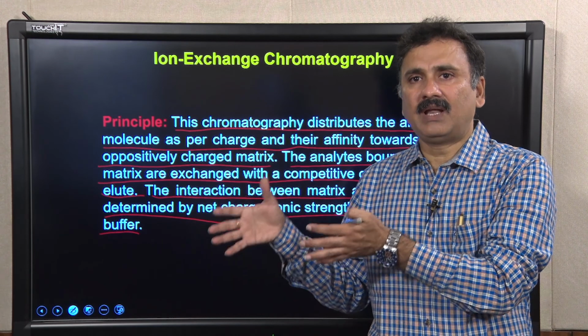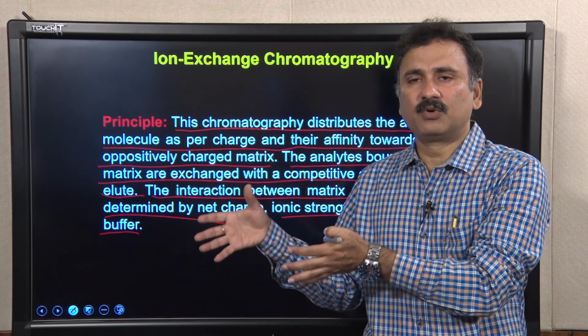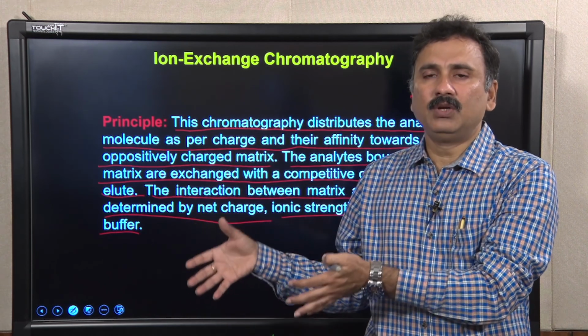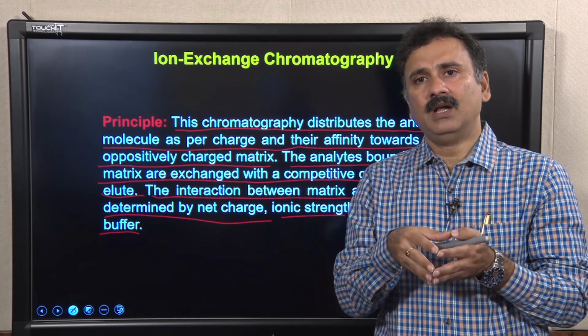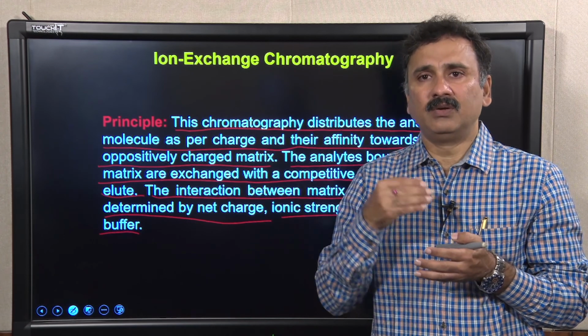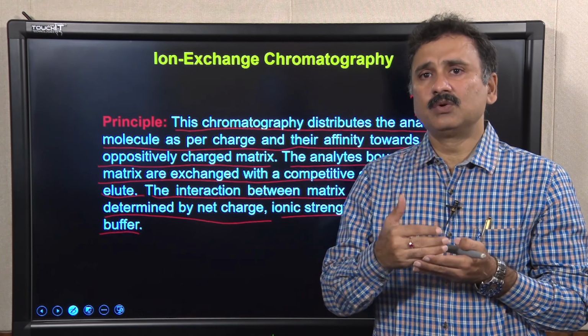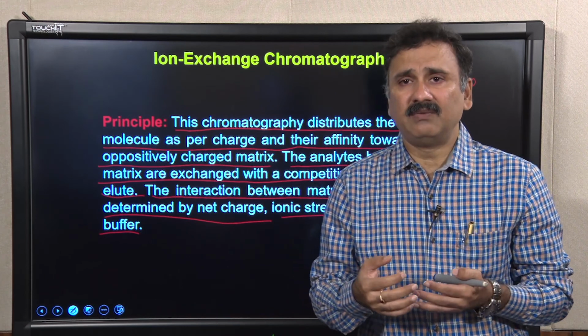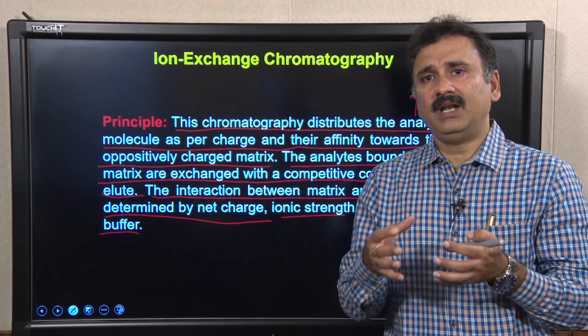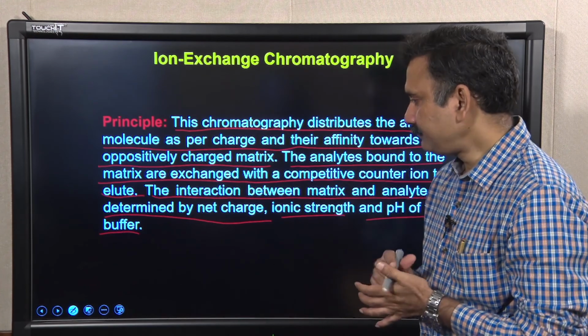In the process, if a positively charged protein is there, it is going to replace the counter ions and the protein is going to bind, and this binding is affected by many parameters such as the pH of the buffer, the ionic strength and other parameters.